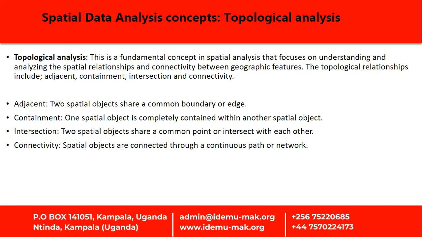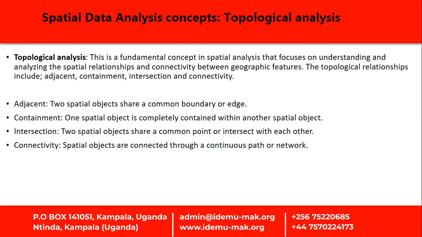We can have two spatial objects that share a common point or intersect with each other. So we could have two polygons or two lines, and they have a point where they intersect. They may not be completely inside each other, but they could have a point where they intersect. So that is what we call intersection. And then we also have connectivity. Here, spatial objects are connected through a continuous path or a network. So here we could have two polygons, for example A and B, and a line that connects the two polygons. So that's when we have connectivity.